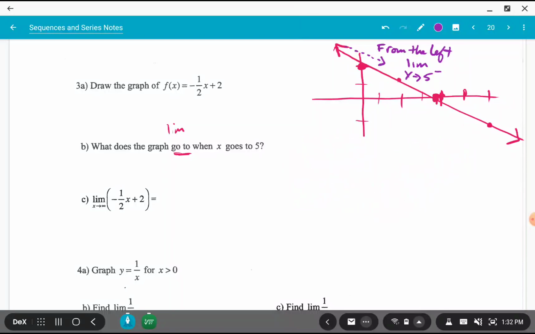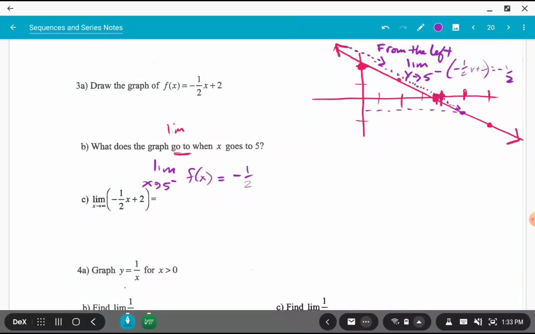So let's go ahead and rewrite this. From the left means limit as x goes to 5 from the left of our equation negative half x plus 2. That's what we want to say. Okay? And what is it going to? As you're going to 5 from the left, you're going closer and closer to 5. You're getting really close to this value here. What is that value? That value is actually negative half, right? So the limit as x goes to 5 from the left of our function is negative half.